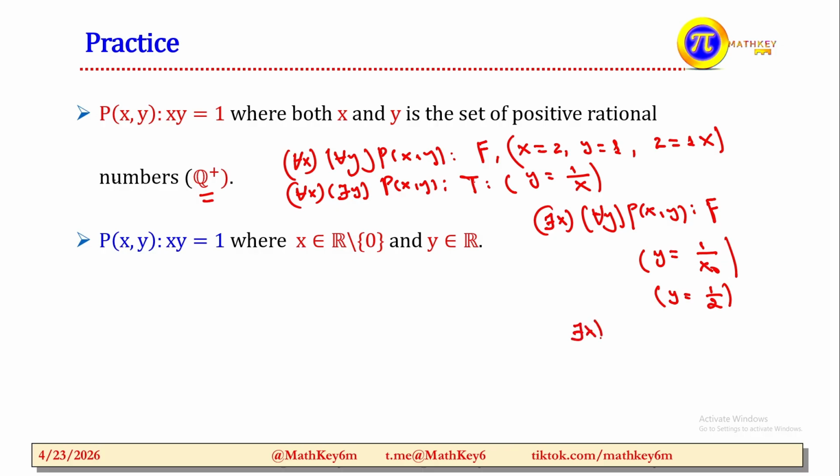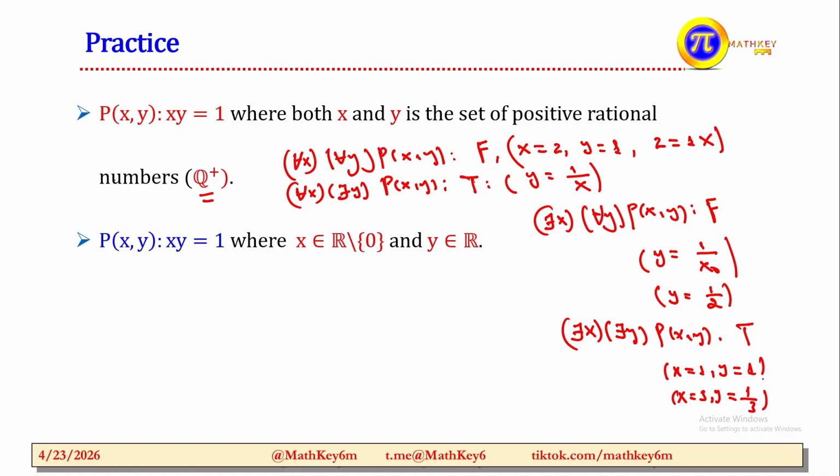There exists x and there exists at least one y that satisfies p of xy. What about this? It is true. Since it is non-negative, you can take x is 1, y also 1. 1 times 1, yes, it is true. You can also take x is equal to 3 and y is equal to 1 over 3. Yes, it is true. So this one is true. The first one is false, the second is true, the third is false, and the last, the existential case, is true. We can show it in this way.